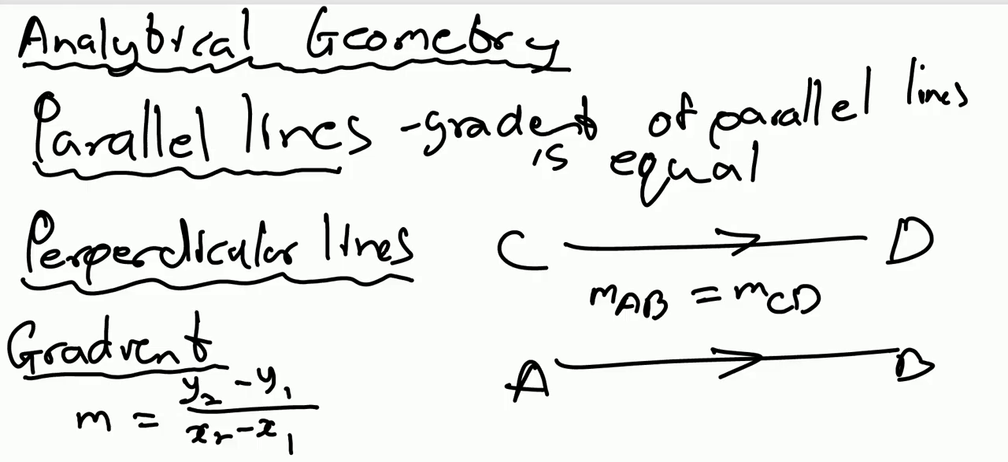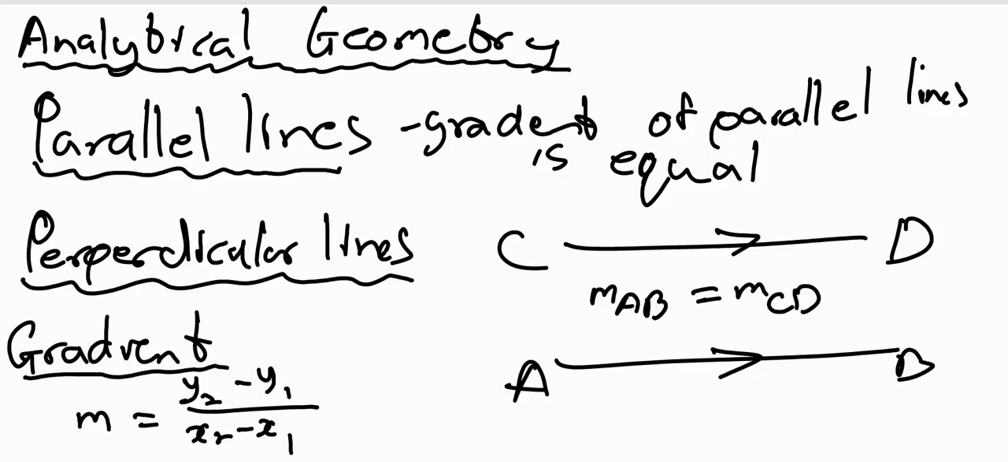They can say, prove that AB is parallel to CD. From your knowledge of gradient, you know that for me to prove that AB is parallel to CD, I can use the concept of gradient. I can calculate the gradient of AB, then calculate the gradient of CD. If I find the same values, I can conclude that these two lines are parallel. Why? Because the gradients are equal.